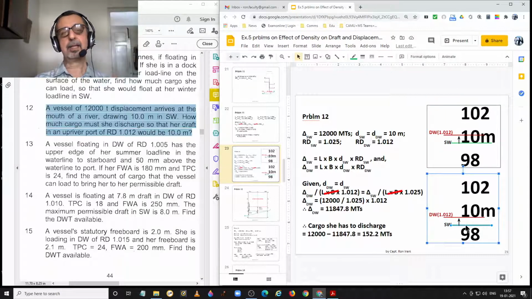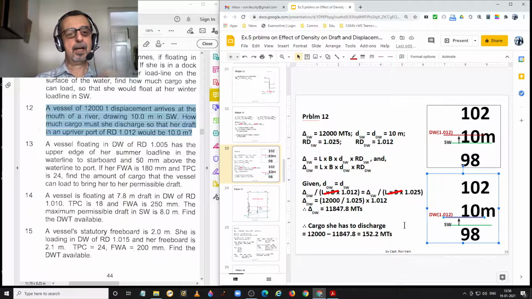Look at the picture at the bottom now. When she is at anchorage and she is discharging cargo, she must stop discharging at this draft. What is that draft? How much it is, that can be calculated. So when she goes from this draft into the dock water of 1.012, the ship will sink and she will now settle down at this draft of 10 meters in 1.012.